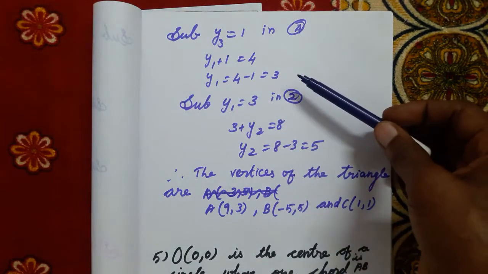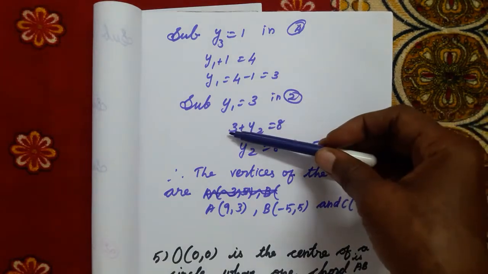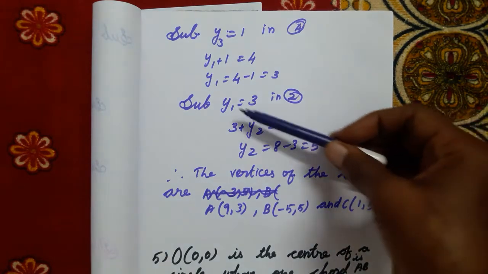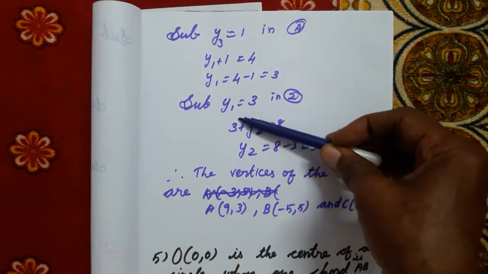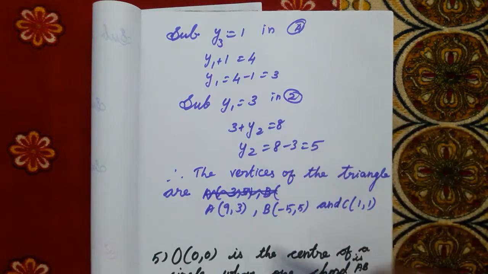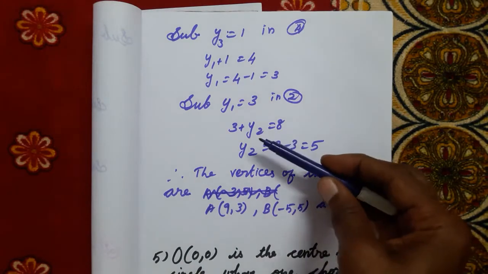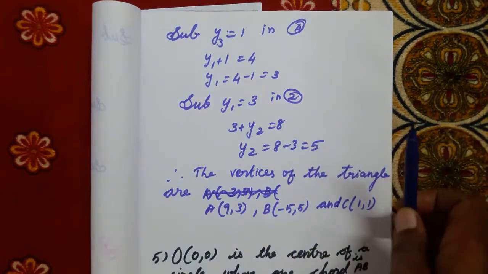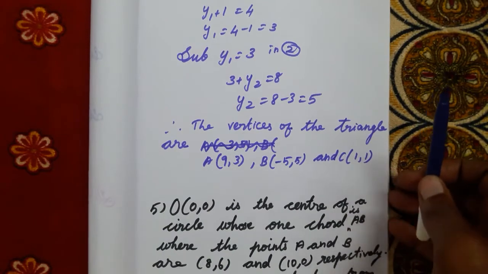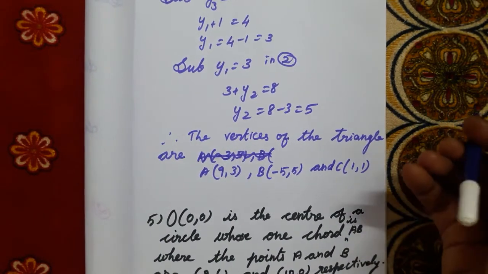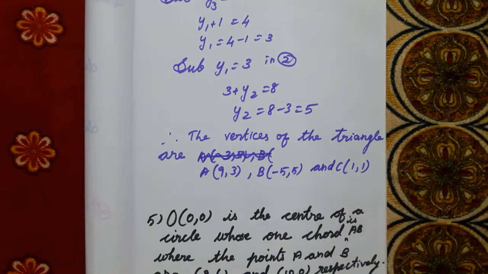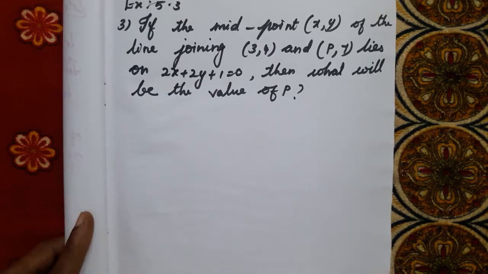Substitute y1 is equal to 3 in equation 2. Equation 2 is y1 plus y2 is equal to 8. There, y1 in place of 3, when we are substituting. What will we get? y2 is equal to 8 minus 3 is equal to 5. Therefore, the vertices of the triangle are A(9, 3), B(-5, 5) and C(1, 1).